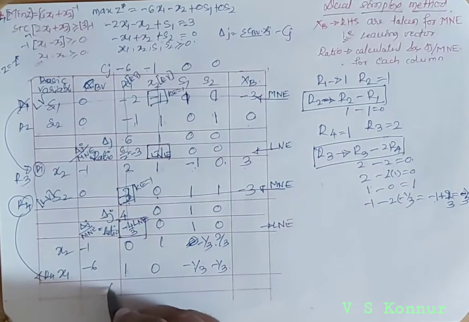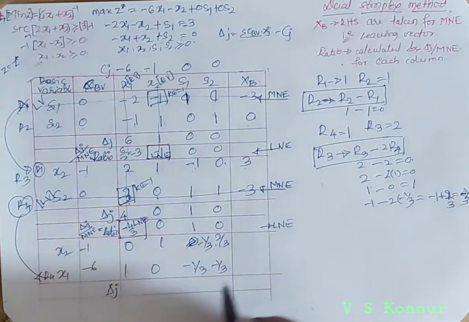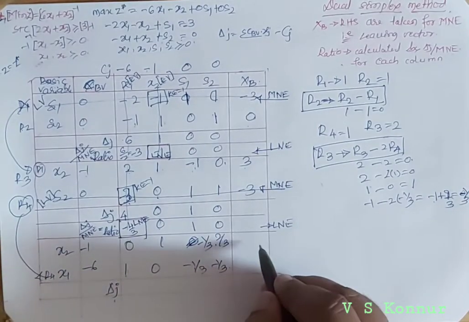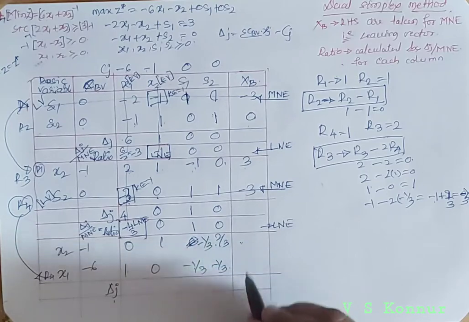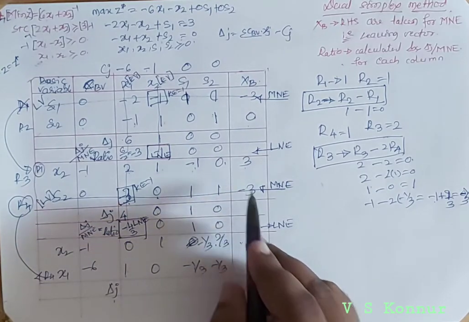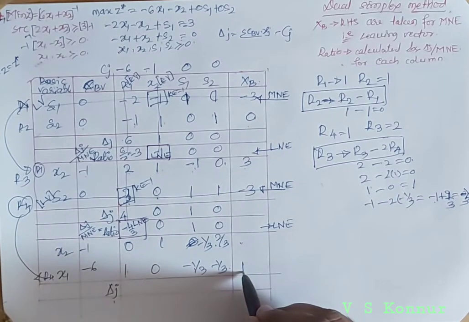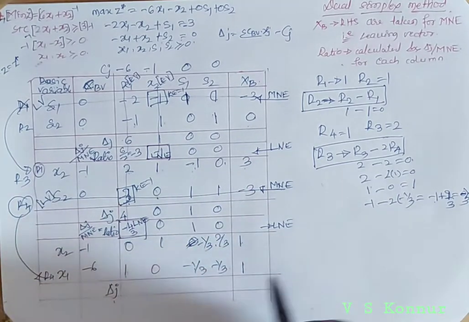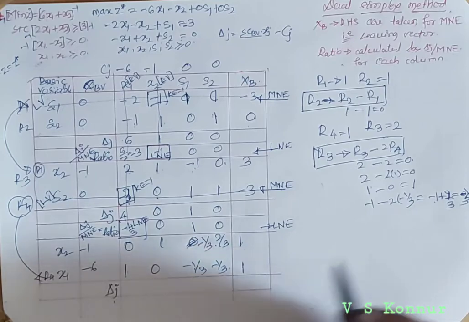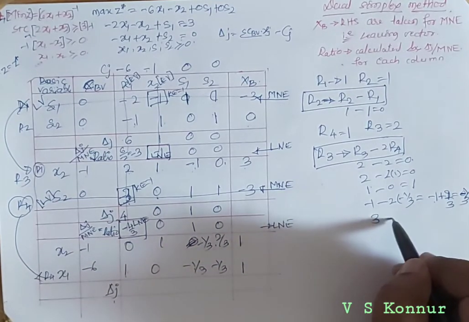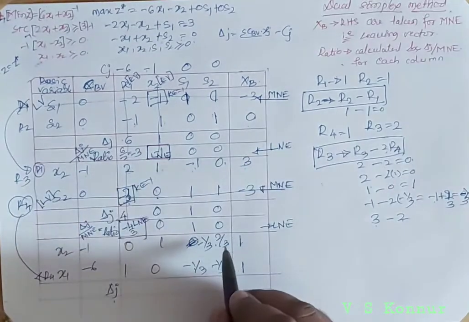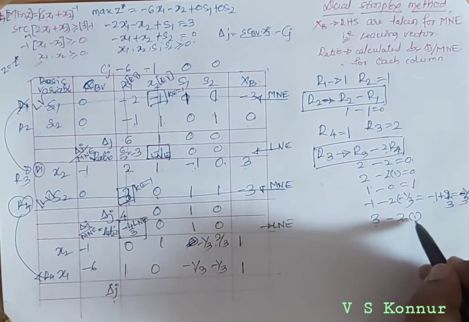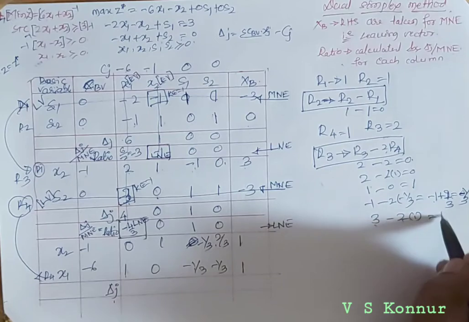Now we should calculate delta J. So before calculating delta J, calculate the most negative element. For this also we should apply this equation. So we will get here minus 3 into minus 1 by 3, we will get 1 here. By using this formula we will get 1 here. For that also we'll calculate 3 minus 2 into R4. R4 is having 1. So 3 minus 2 equal to 1.